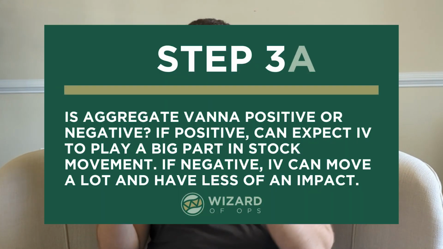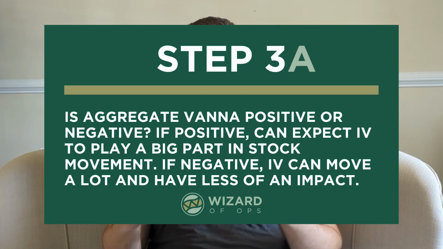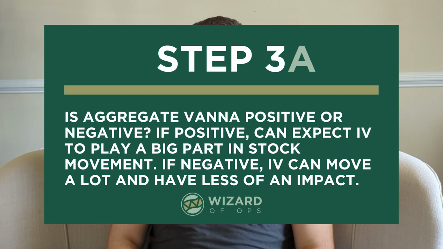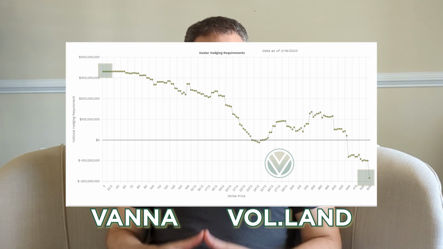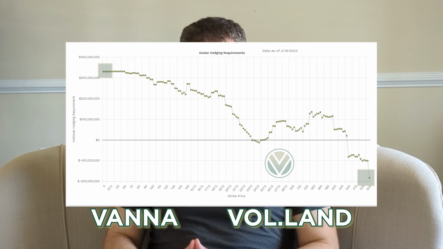3A. Is aggregate Vanna positive or negative? If positive, we can expect IV to play a big part in stock movement. If negative, IV can move a lot and have less of an impact. So looking at NVIDIA, it is net positive to the tune of approximately $150 million per 1% move in IV.